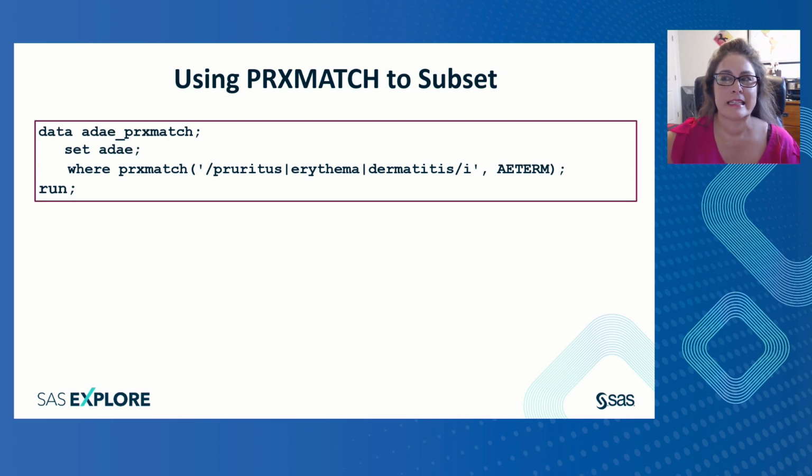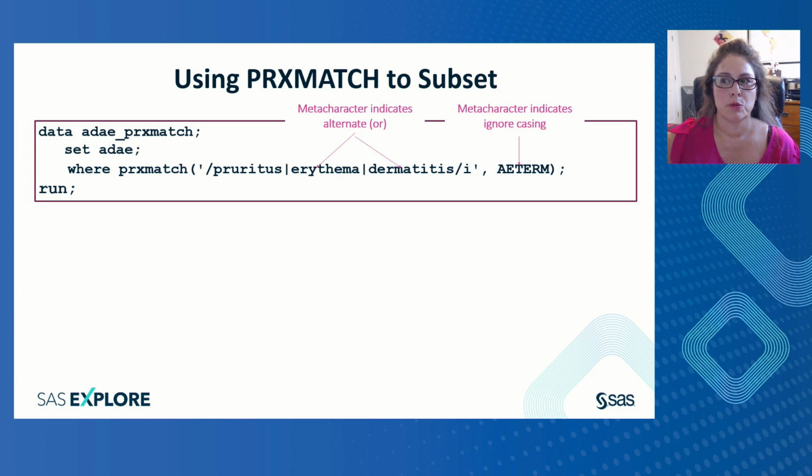So let's delve into the syntax a bit. With PRXMATCH, you have the ability to search for multiple strings within the source. We want to search the AE term for pruritus, arrhythmia, or dermatitis, and so we're going to build our search string. The vertical bar indicates alternation, so it's looking for either pruritus or arrhythmia or dermatitis.